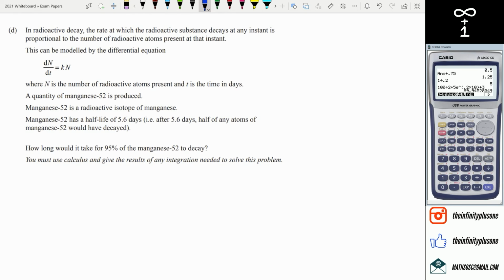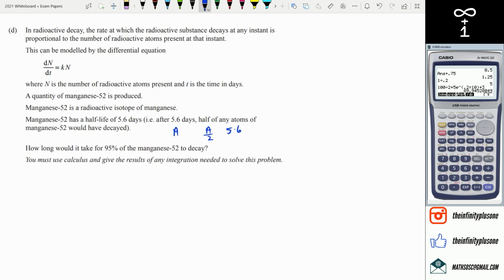Basically, that means whatever A is, you're going to get A over 2. A is like the original amount that you have. It takes 5.6 days to get to A divided by 2, or half. That's pretty much the idea behind it. But anyway, let's have a look at this.